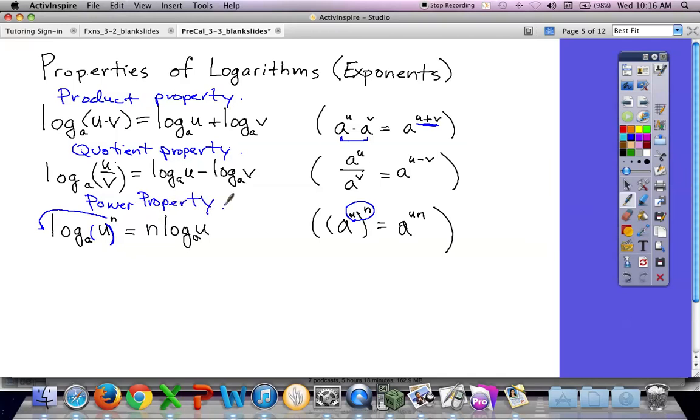Like I said, they're really pretty close to the properties of exponents. That's why we did them.